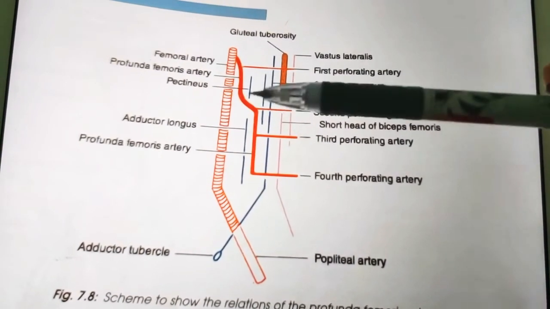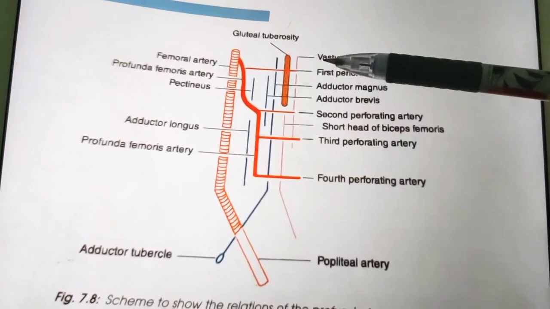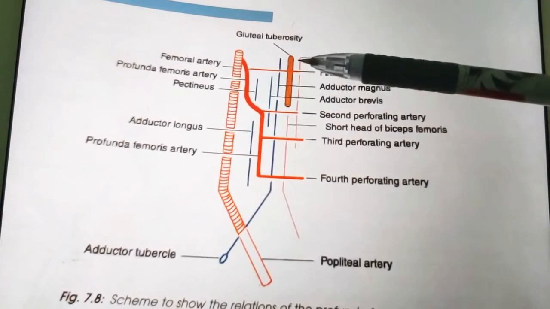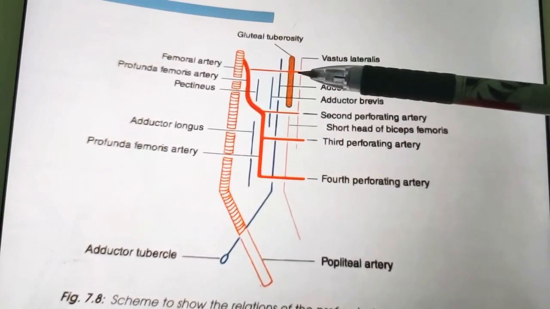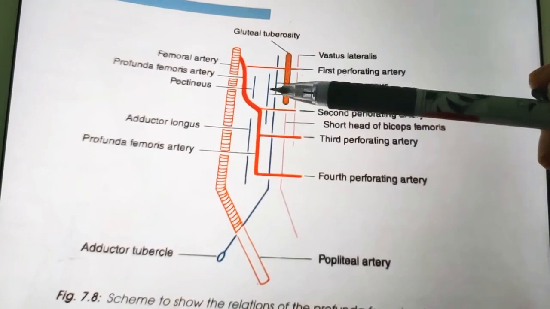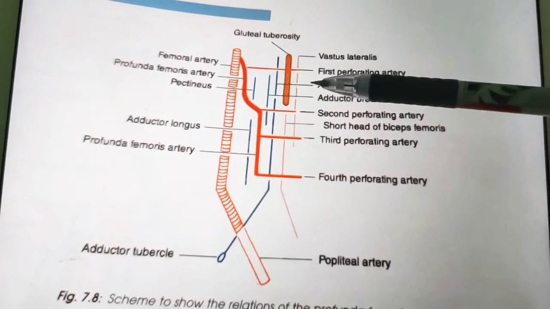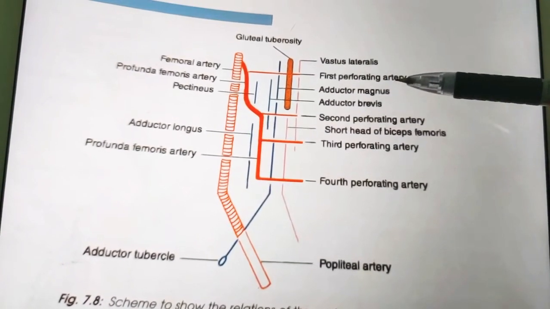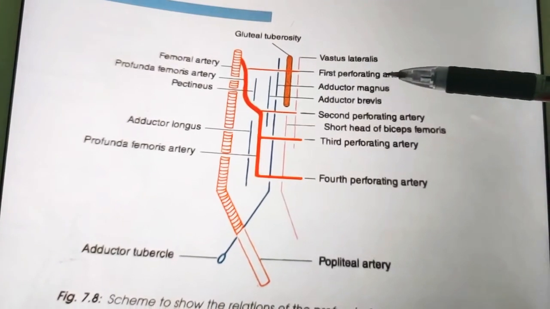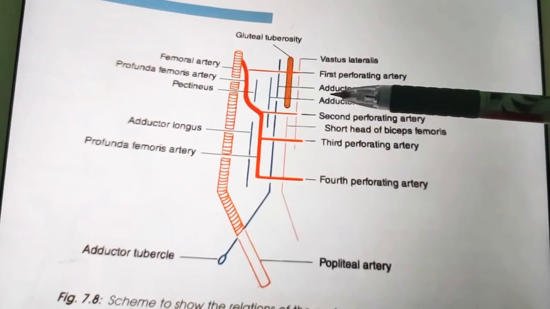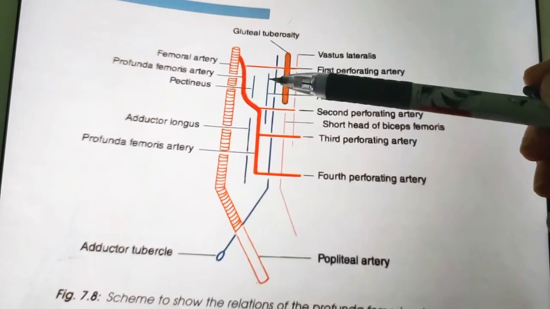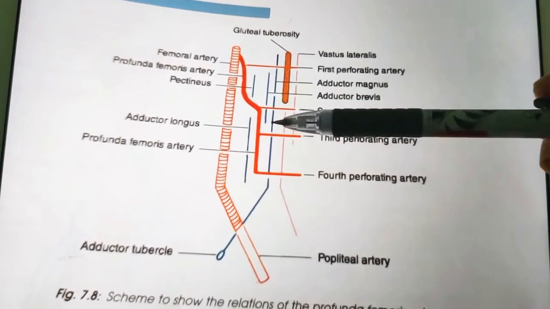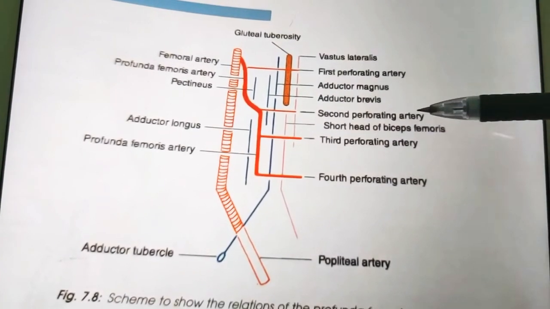Now we'll talk about the first perforating artery. The first perforating artery arises just above, on the upper border of, the adductor brevis. You can see this is the adductor brevis, and just above it is the first perforating artery. The second one is in front of the adductor brevis. You can see here, in front of the adductor brevis, the second perforating artery.